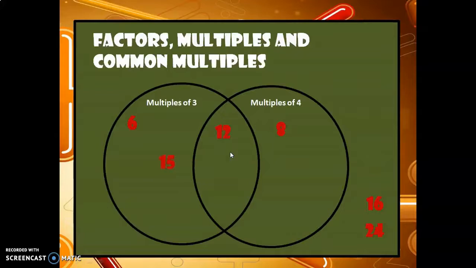What about 15? Very good. It should be a multiple of 3 only, because 15 can be divided only by 3 without any remainder. What about 16? There you go. Very good, it should be a multiple of 4. And the last number is 24. It must be in the middle, because 24 is a common multiple of 3 and 4. So there you go, we're done.